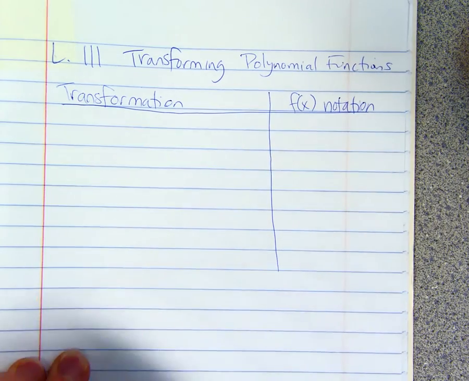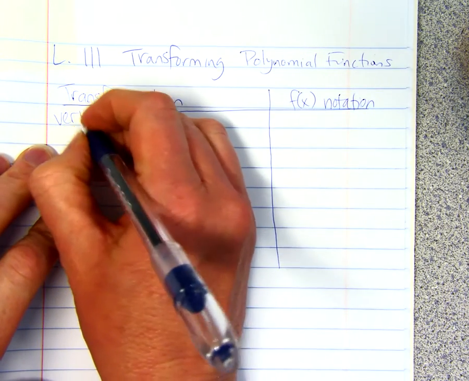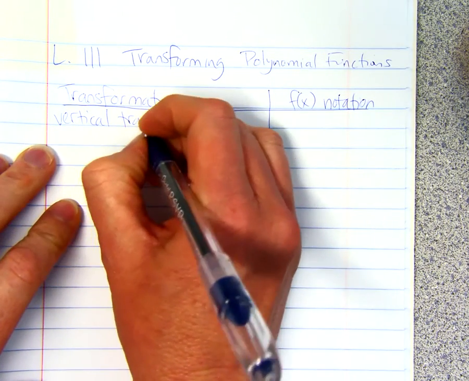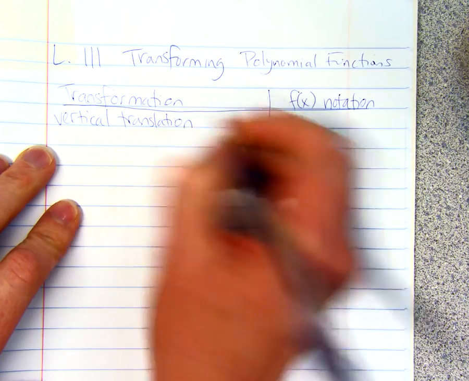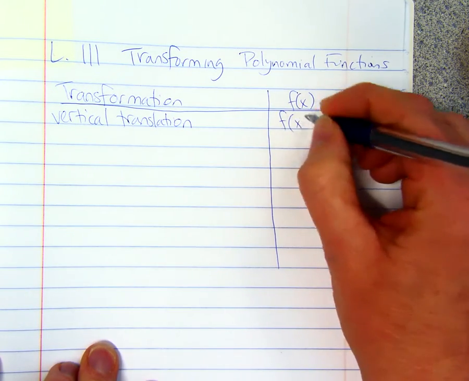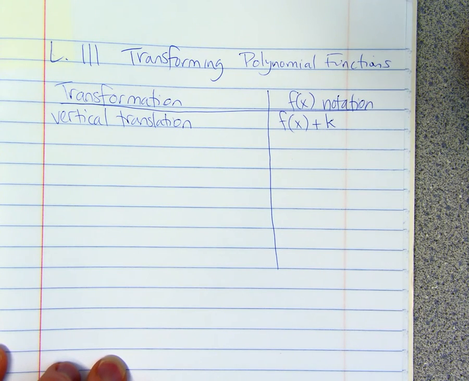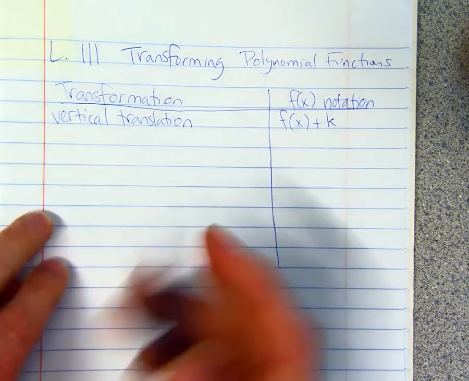So if we want to have a vertical translation, that just means up or down. We would take our function f of x and add k. If k is positive, you're moving up. If k is negative, it would be translation downward.